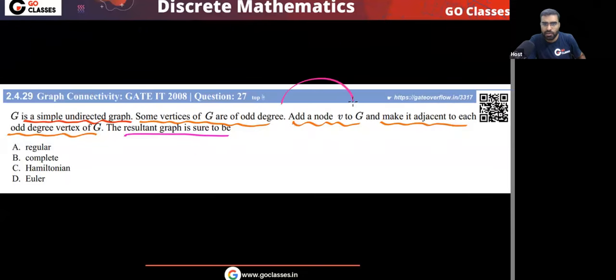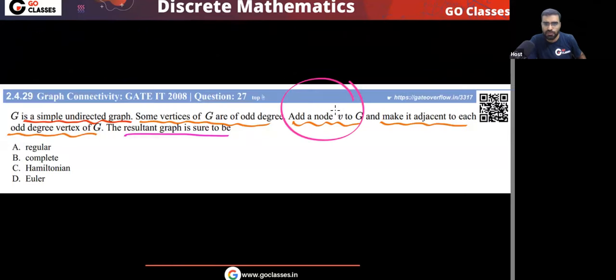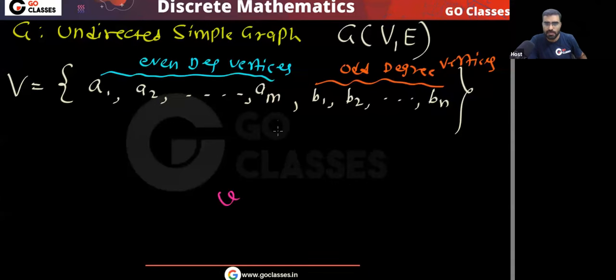Now we are adding a new node. We are adding a new vertex to this graph, and we are making it adjacent to each odd degree vertex. So this new vertex will be adjacent to every odd degree vertex.